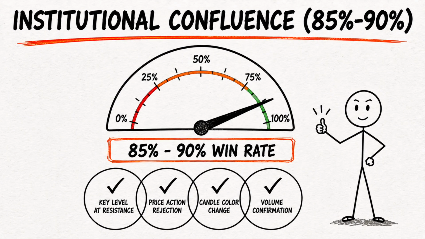Question for you: when 3 or 4 of these signals align at the exact same key level, what becomes the probability of the market dropping down? Answer: roughly 85% to 90%. This is called the institutional confluence strategy. When you combine key levels with the right candlestick patterns, you swim with the market's momentum, not against it.